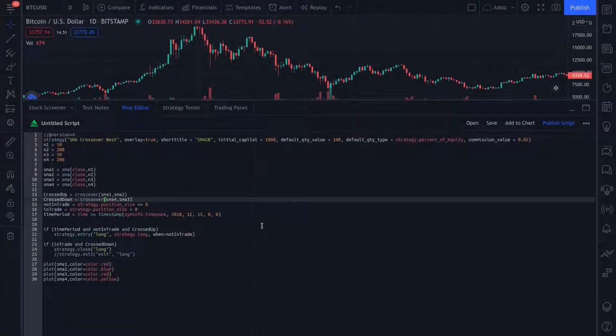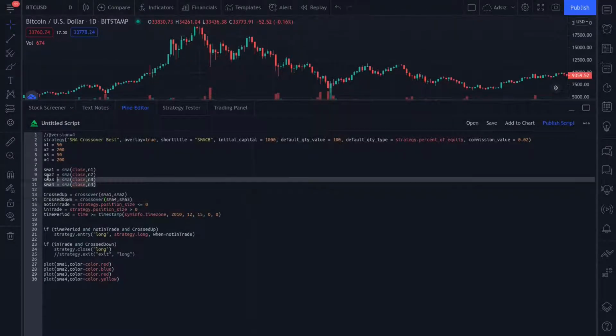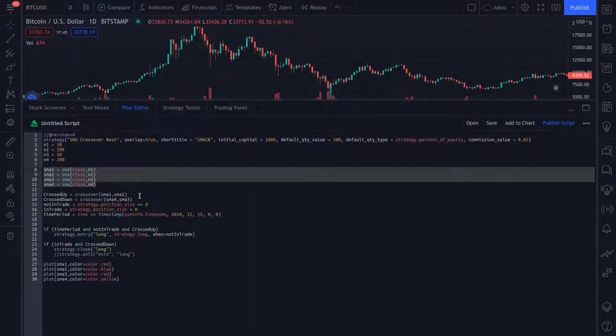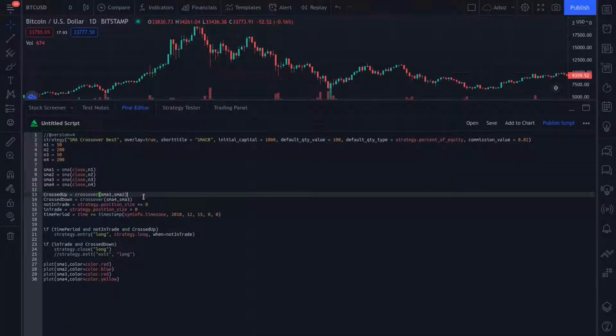In this case, we are looking for golden cross and death cross, so we define N1 and N2 to be 50 and 200, and similarly N3 and N4 as 50 and 200. Then we calculate the SMA values here. Next, we define a variable called crossed-up, which is crossover of SMA1 with SMA2, and then cross-down, which is the crossover of SMA4 over SMA3.